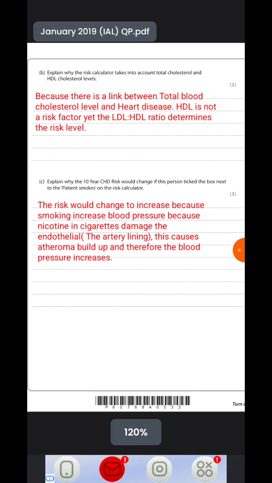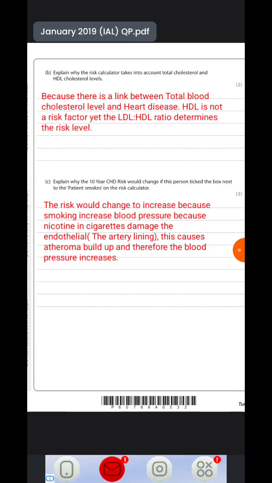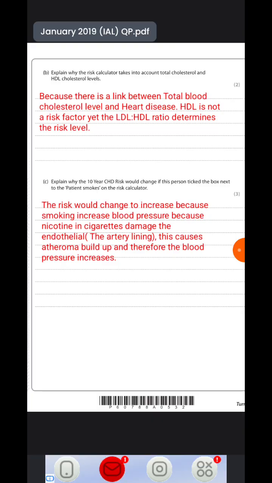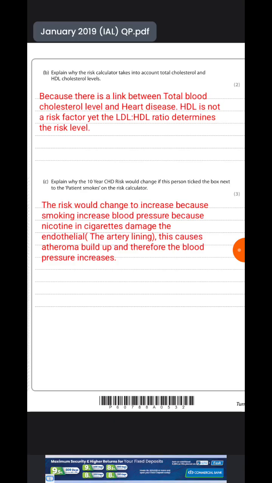Then part B, explain why the risk calculator takes into account total cholesterol and HDL cholesterol levels. So before going to the answer, we all know that when cholesterol level increases, the risk of heart diseases also increases, because the plaques, the fatty deposits, build up in our arteries, and then our blood pressure increases. Why does the blood pressure increase? Because when plaques are deposited in the arteries, the pathway is narrower when blood flows. Therefore, the blood needs to flow due to the high demand of our body tissues, so the blood pressure increases, because if not, the blood cannot pass through. So this causes high blood pressure.